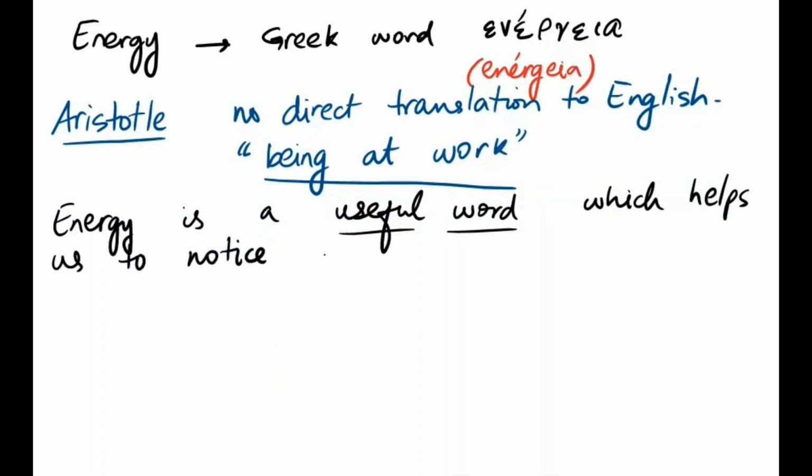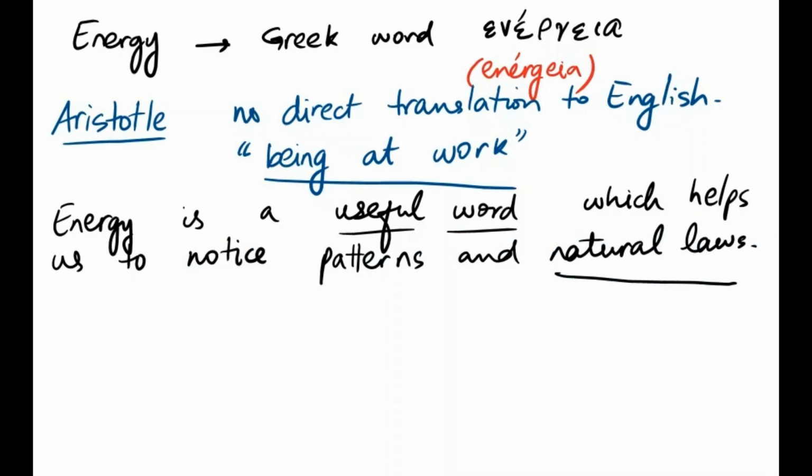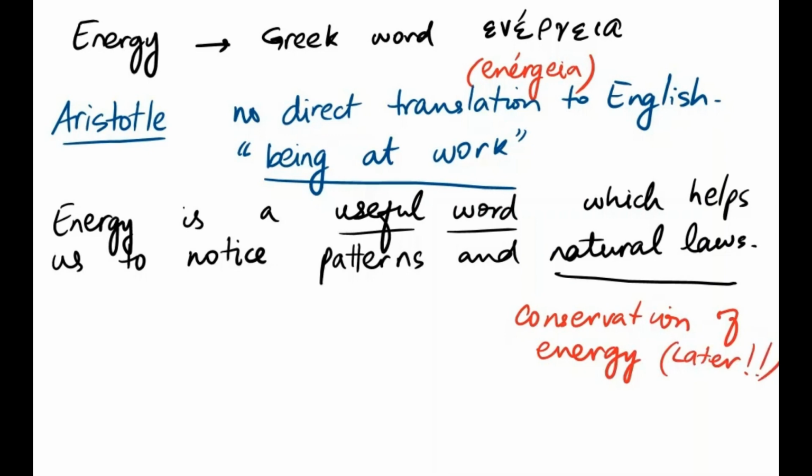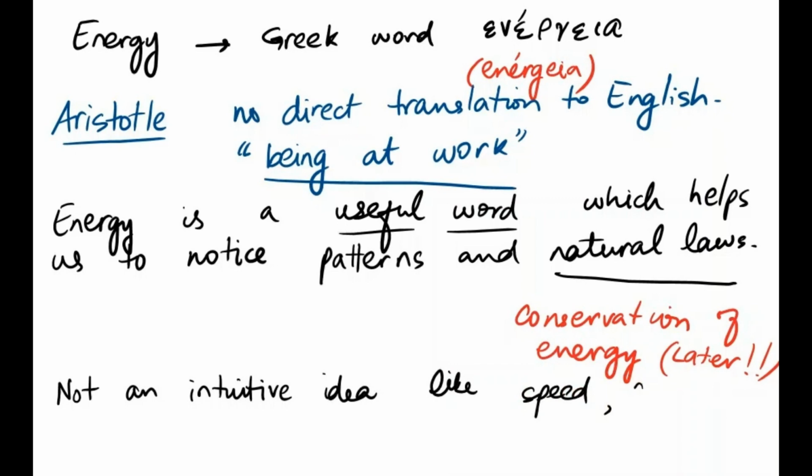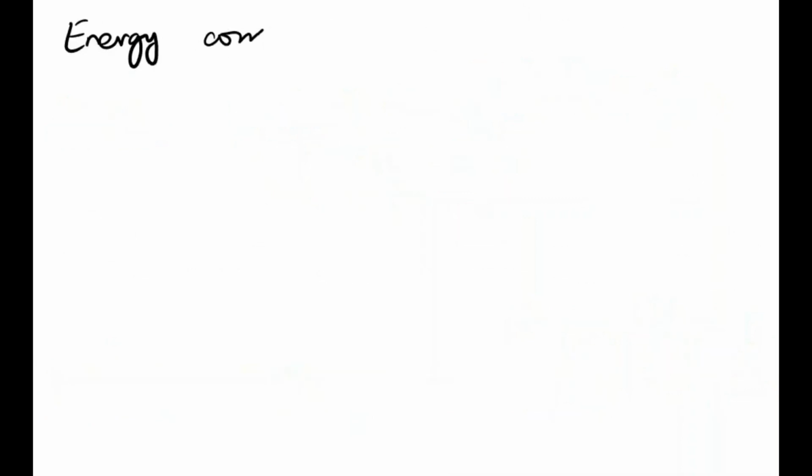Now, energy is a useful word, which helps us to note the patterns and the natural laws. The patterns in nature can be explained easily with the concept of energy, and under natural laws we will talk about the conservation of energy. We'll see this term later, but you will see how it explains how the energy is conserved or remains constant. Now, energy is not an intuitive idea like we've already seen speed and force, push or pull. Those terms you could understand what they mean, but energy is not an intuitive idea.